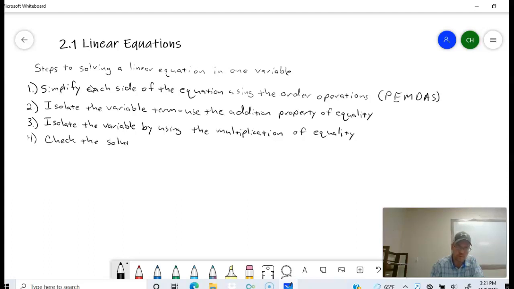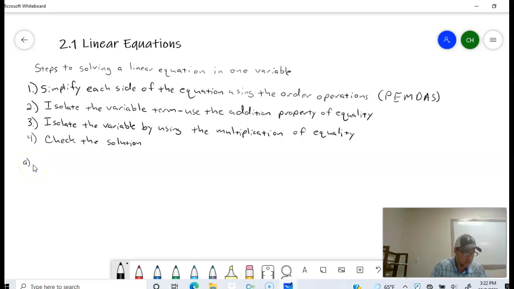Alright, so every time we're doing the exact same 4 steps. We're going to simplify each side of the equation using the order of operations, combining like terms, etc. Then we're going to isolate the variable term using the addition property of equality. Step 3 is isolate the variable by using the multiplication property of equality. And number 4, check the solution. So let's do a couple examples.